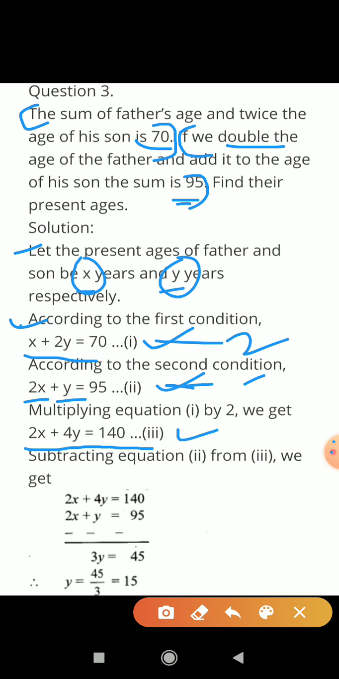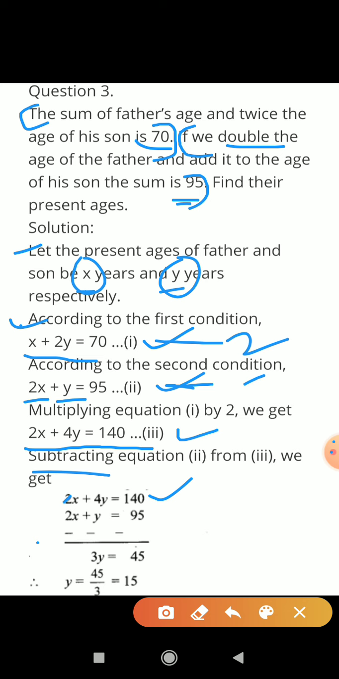Now 2x are equal and the signs are the same, plus, so we have to subtract the equations. So subtract equation 2 from 3. Write equation number 3 first: 2x plus 4y equal to 140, and the second equation 2x plus y is equal to 95. Now the signs change, here the sign becomes minus: 2x minus y minus 95.